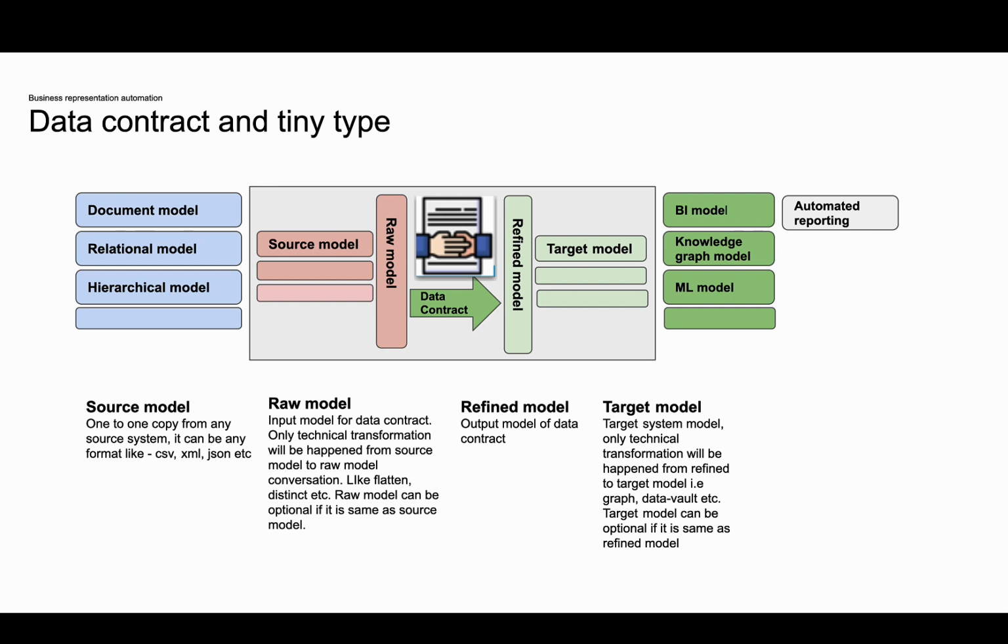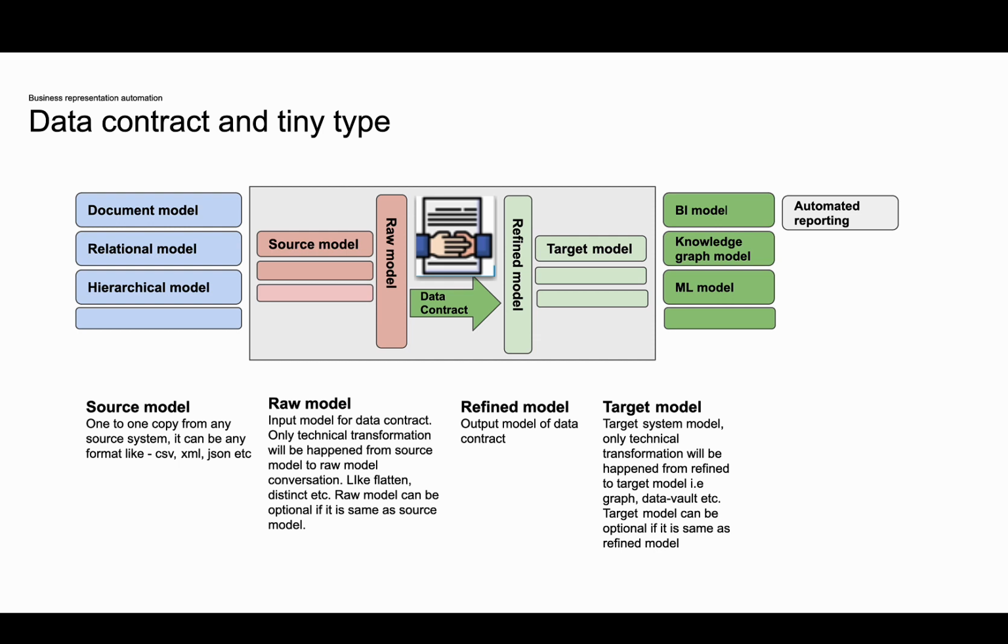The data contract is the explicit contract between the producer and consumer. The output of the data contract is a refined model. The refined model is type-based, and it contains only valid data based on the data contracts. Finally, an optional target model can be a semantic BI model, knowledge graph, or anything else. Only technical transformation will happen between the refined and target model.